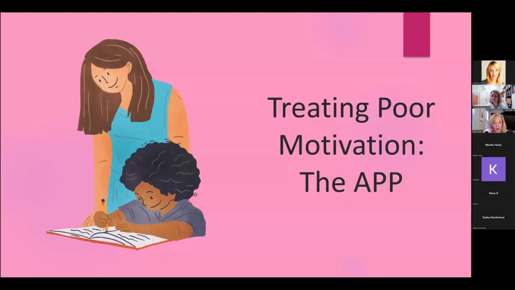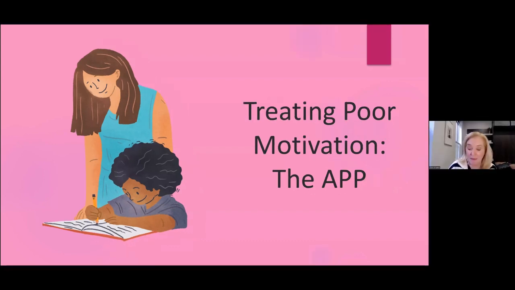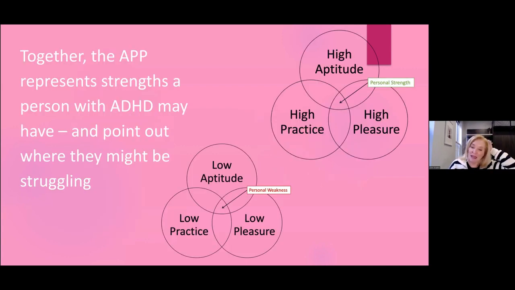So one of the things to come out of my newest book and research is, how do we help these parents and kids and adults who have ADHD by looking at their motivation? Now, I'm not going to go into a big lecture on what motivation is, because we all know what it is. But one of the things that I found is that people with ADHD tend to have a lot of difficulty with motivation, getting started on tasks, even knowing what it is they want to do. And so I developed this strategy called the APP. So the APP stands for aptitude, practice, and pleasure.